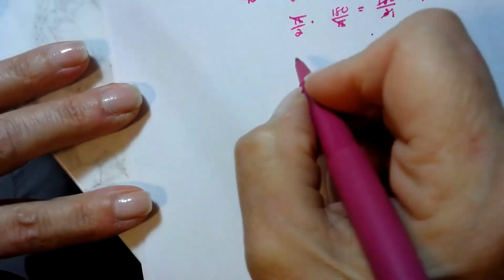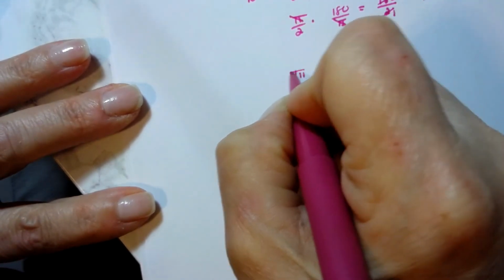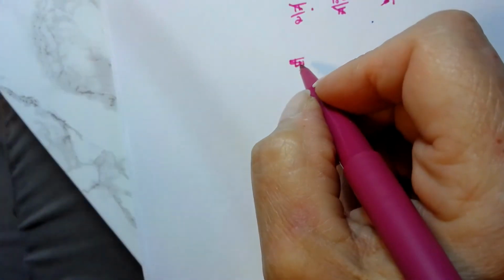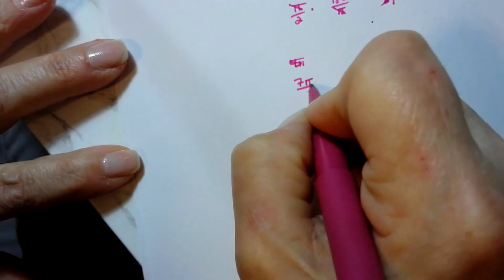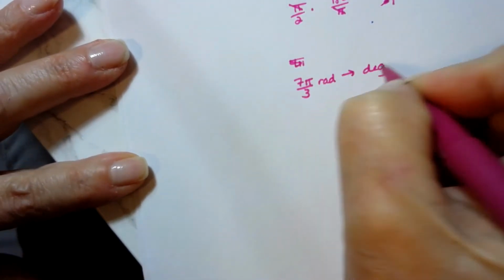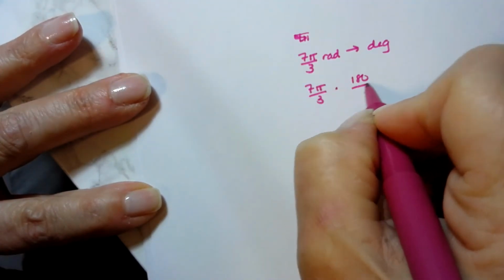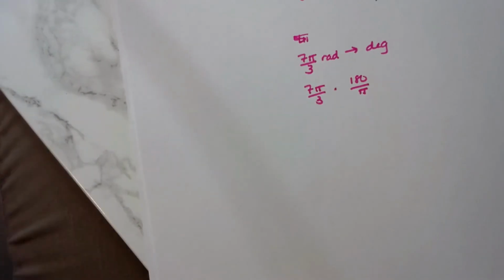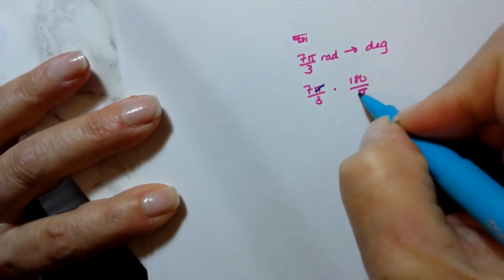Let's do, I don't know, 4 pi over 3. No, I don't want to do 4 pi. Let's do 7 pi over 3, radians to degrees. That's 7 pi over 3 times 180 over pi. You notice I'm leaving out the radians and the degrees now, because they're going to cancel anyway. So you don't have to show that those are canceling. The pi's are going to cancel.